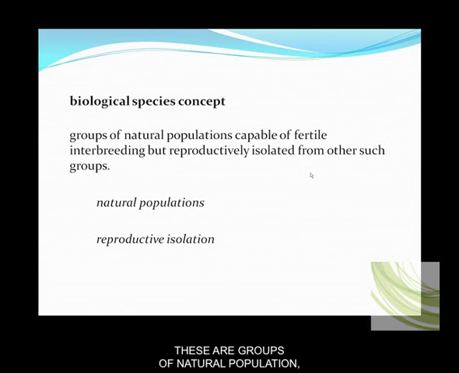These are groups of natural populations, so meaning populations that occur in nature, that are capable of fertile interbreeding and producing reproductive offspring, but they are reproductively isolated from other such groups. So the key there is that these are natural populations and reproductively isolated. So this isn't going to include animals that we have artificially created hybrids.